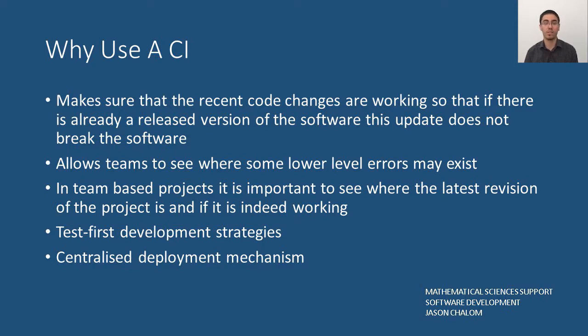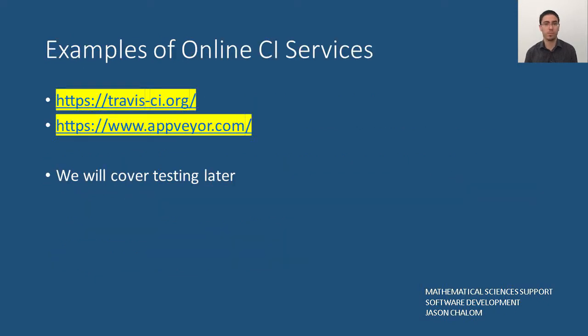It allows teams to see where low-level errors and problems may exist in the system. And it's based on test-driven software development strategies, which have the belief that tests are incredibly important in making sure that you build robust and very stable and safe software. Some examples of continuous integration systems are Travis CI and AppVeyor.